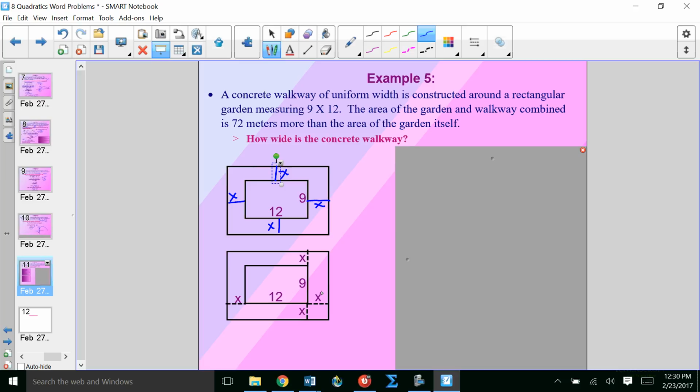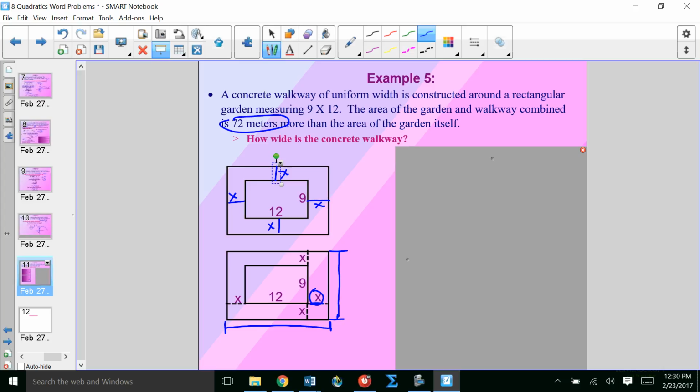Well, if we're wondering how wide the walkway is, we're looking for X. What would X be? So a way to set this up, we know the area of the garden and walkway combined is 72 meters, is we can find the area of the big outside rectangle because we know that whole area would be 72 meters. So what we'll need to do is write expressions for the length and width that would multiply to give us 72. 9 by 12 would not give us that 72 meters.